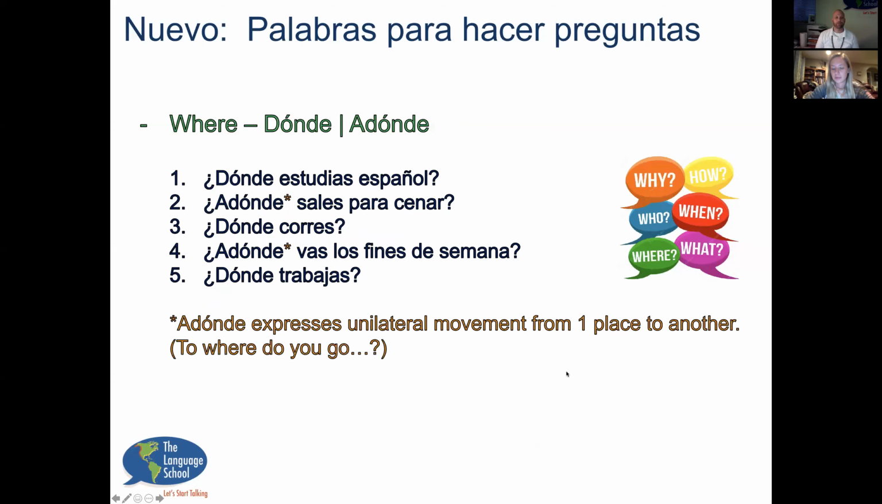Muy bien. So, donde or a donde can mean where or to where. In Spanish we don't make a big deal out of the to, or if we do, we kind of put it at the end. Like, where do you go versus where do you go to? The correct way would really be to say to where. To where are you going? But so donde or a donde is what we would use here, right?